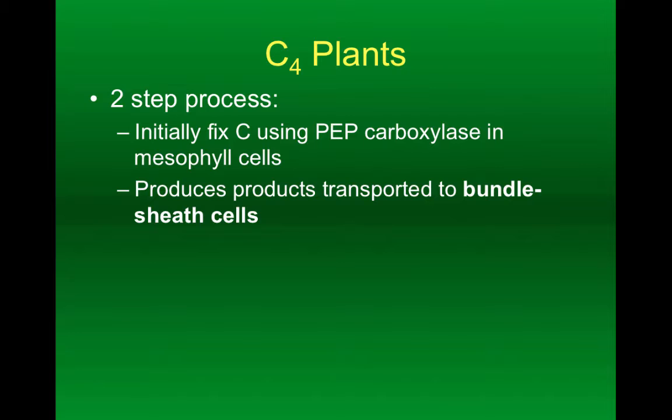All right, C4 plants. Again, they use PEP carboxylase. The enzyme has 0 affinity for oxygen and a super high affinity for CO2. PEP carboxylase grabs CO2, puts it onto PEP, makes a 4-carbon sugar, and then moves that 4-carbon sugar into a place in the leaf called the bundle sheath cells. And I'll show you a picture of that here in a second.